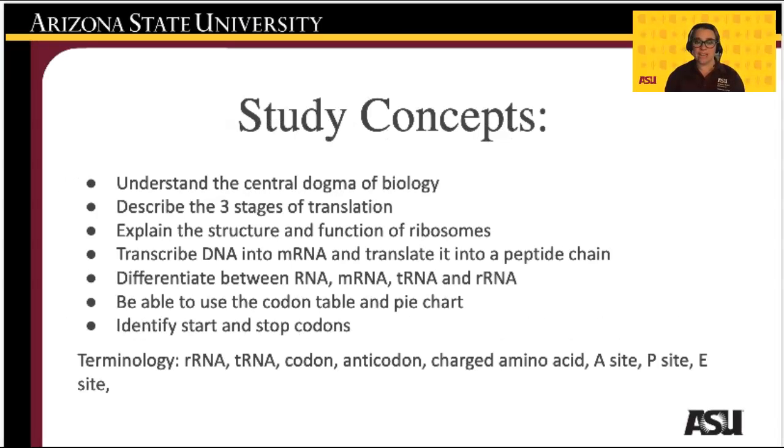Students should be able to understand the central dogma of biology. Students should be able to describe the 3 stages of translation. Students should be able to explain the structure and function of ribosomes. Students should be able to transcribe DNA into mRNA and translate it into a peptide chain. Students should be able to differentiate between RNA, mRNA, tRNA, and rRNA. Students should be able to use the codon table and the pie chart to identify the start and stop codons, as well as how to read the amino acid codes.